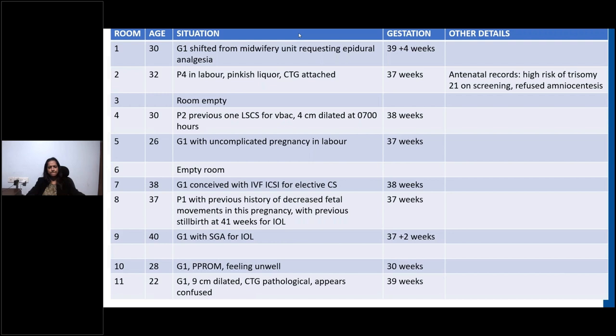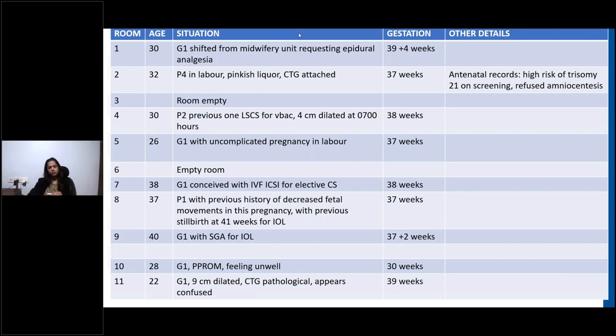Transfer her to theater, and in the meanwhile, have a look at her vaginal findings if possible. If in the meanwhile she dilates to 10 centimeters, then go ahead with instrumental vaginal delivery. If not possible, then immediately recourse to cesarean section, ma'am. That's my last urgent room.